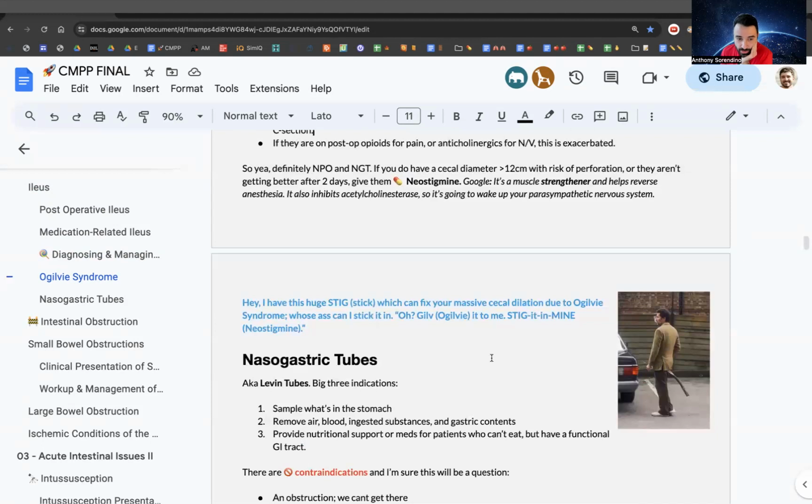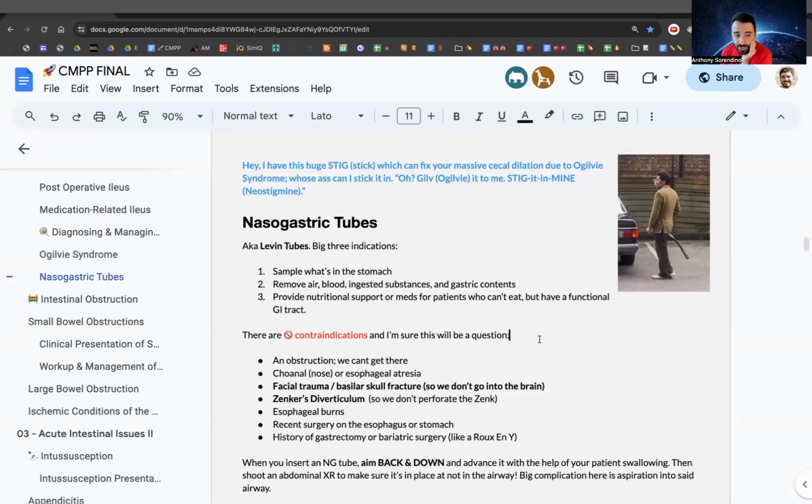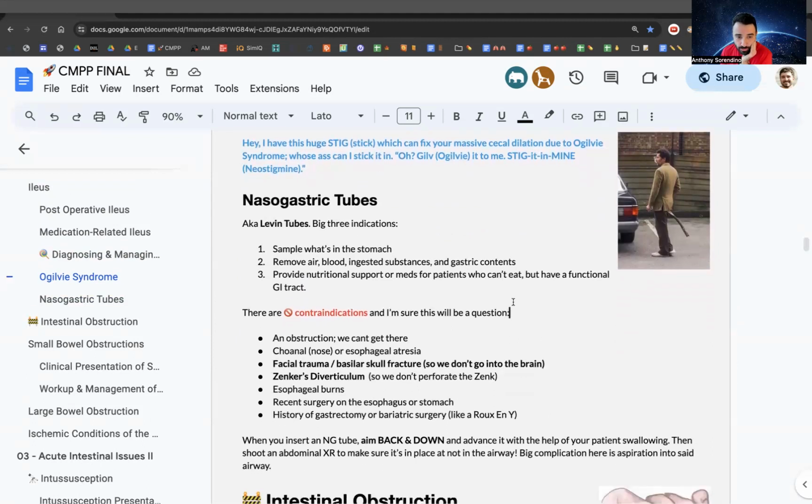Neostigmine, this is really stupid. I have this huge stick, which can fix your massive cecal dilatation due to Ogilvie. Where can I stick it? Oh, give it to me. Stick it in mine. So neostigmine, Ogilvie. These are getting ridiculous.